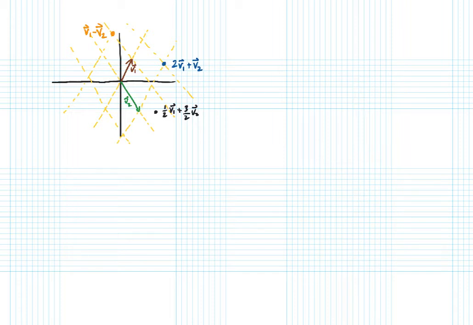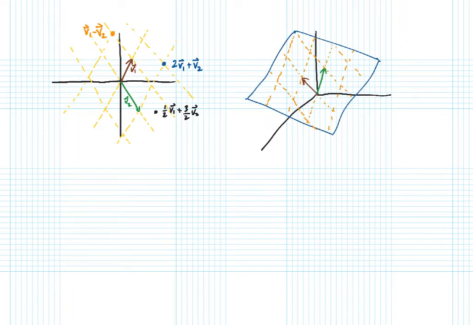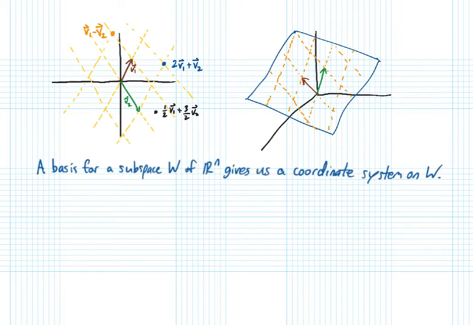So you can see that every point on the plane can be written as a linear combination of v1 and v2. And when we do that, we're basically treating v1 and v2 as axes in a new coordinate system. And similarly, if you have a plane through the origin in three-dimensional space, and if you have two vectors that are linearly independent on that plane, then you can use those two vectors to create a coordinate system on the plane. These are two instances of a general fact, which is that if you have a basis for a subspace, then that basis gives you a coordinate system on that subspace.